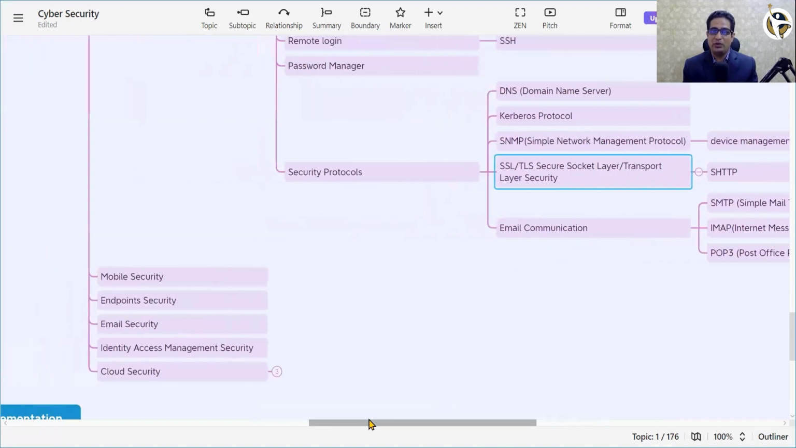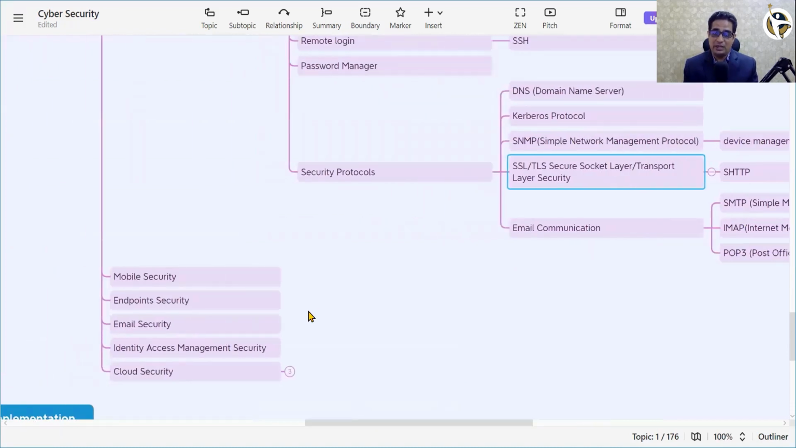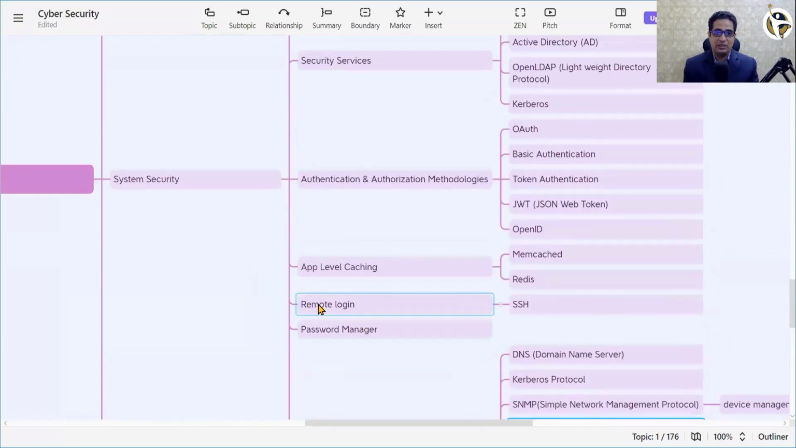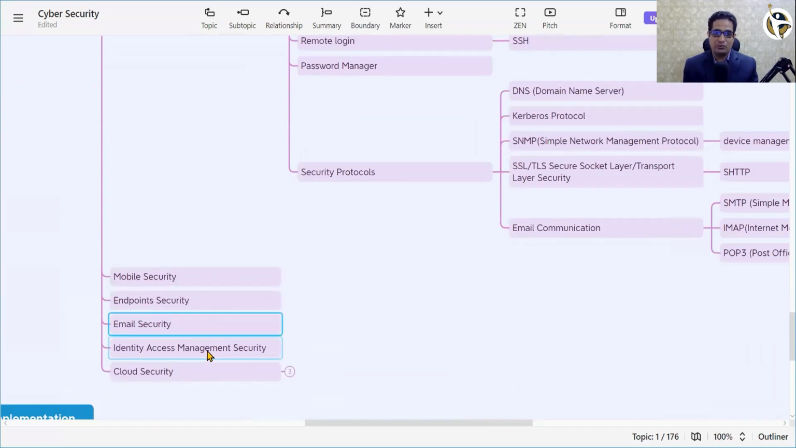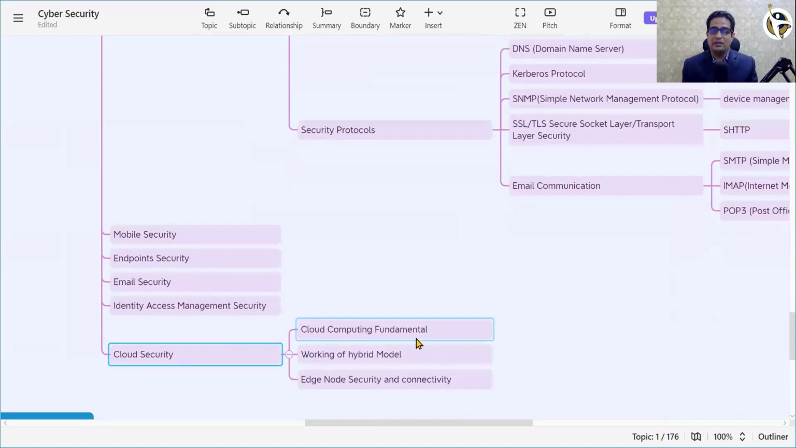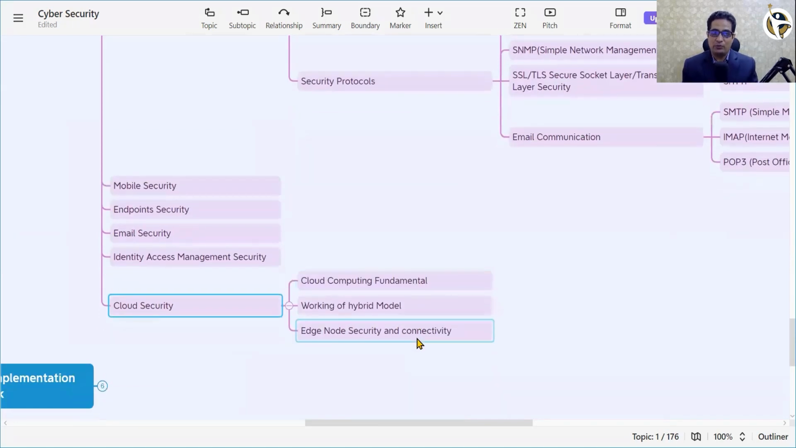So if you are working on the email communication side and its security, you need to know all these protocols diligently. Apart from that, there is mobile security, endpoint security, email security. A few minutes back, we saw various email protocols, right? So you need to know how identity access management security works, and considering the adaptability of cloud platforms, that's where cloud computing and its security also plays a very important role.